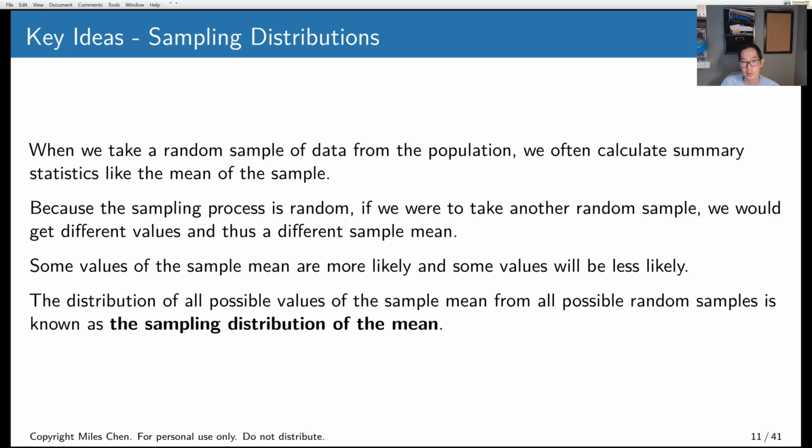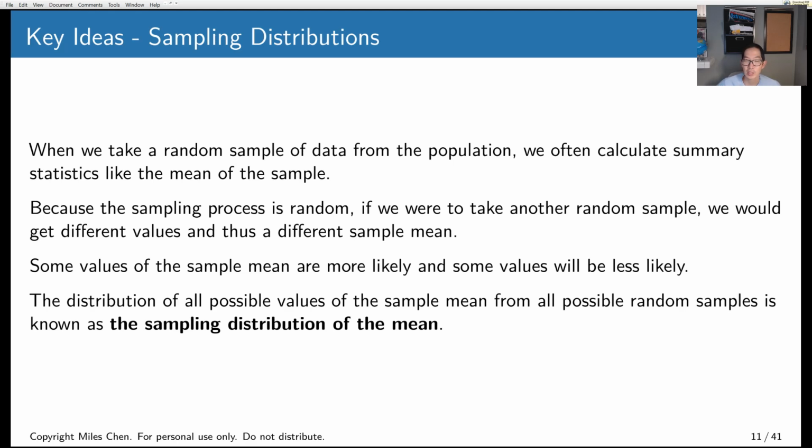Now, when you take a random sample from the population, you might calculate a statistic about that sample, like the mean of the sample. But because that sampling process is random, your sample mean, or whatever it is, is going to differ from one random sample to the next. So I take a random sample and calculate the mean, and I get some number. You take a random sample from the same population, you get different individuals, you calculate your sample mean, and you get a slightly different number. Some of these numbers are going to be more likely, and other numbers are going to be less likely.